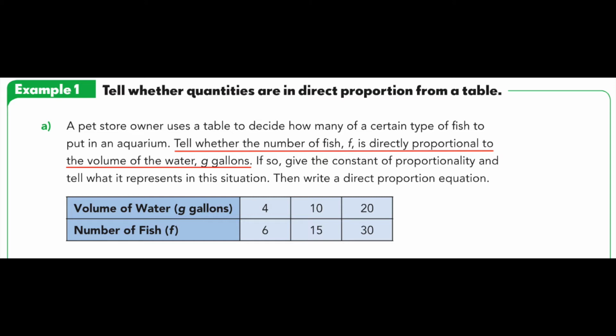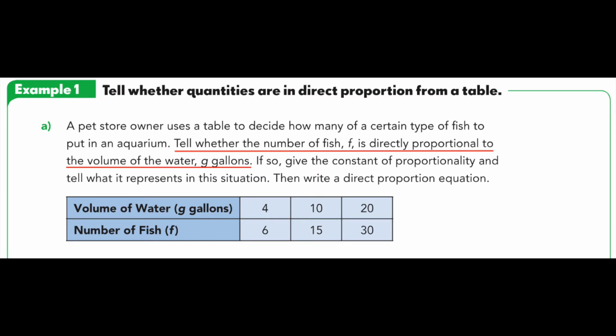When we were looking at comparing y to x, we set it up as a ratio of y over x. In this problem here, it says fish to gallons. So because it says fish to gallons, fish will be our y value and gallons will be our x value. We are also given the variables f and g. We will replace y and x with f and g in this situation.